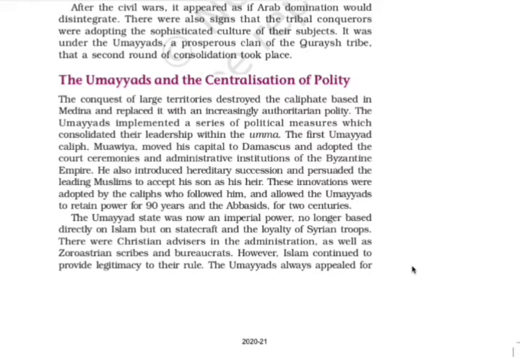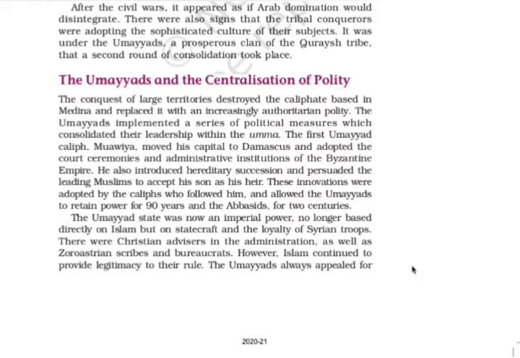The conquest of large territories destroyed the Caliphate based in Medina and replaced it with an increasingly authoritarian polity. The Umayyads implemented a series of political measures which consolidated their leadership within the Ummah. The first Umayyad Caliph, Muawiyah, moved his capital to Damascus and adopted the court ceremonies and administrative institutions of the Byzantine Empire. He also introduced hereditary succession and persuaded the leading Muslims to accept his son as his heir. These innovations were adopted by the caliphs who followed him and allowed the Umayyads to retain power for 90 years and the Abbasids for 2 centuries.